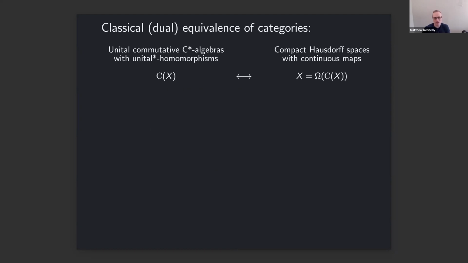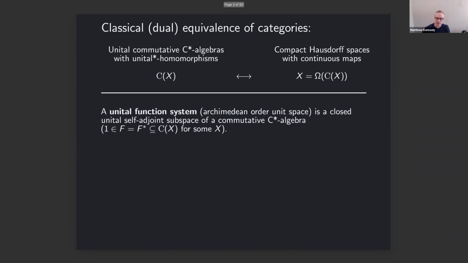And the starting point for my talk is something that everybody in non-commutative geometry is very familiar with, of course. So I want to start with the dual equivalence between the category of unital commutative C-star algebras and compact Hausdorff spaces with continuous maps, commutative C-star algebras with unital star homomorphisms. And so I don't actually want to talk about this. I want to talk about something that's analogous to this, that's very important, probably not quite as well known.